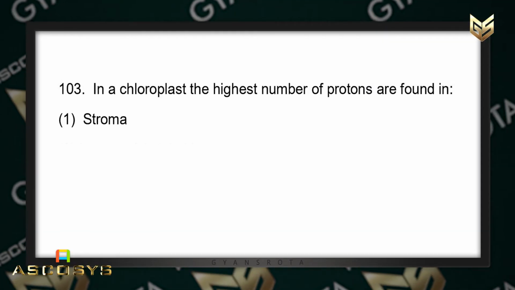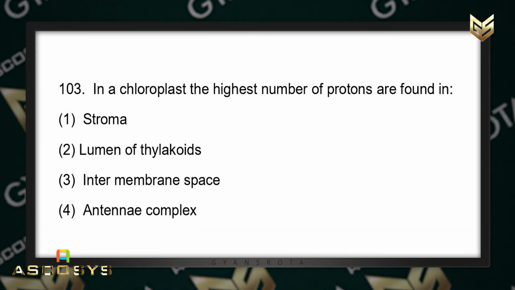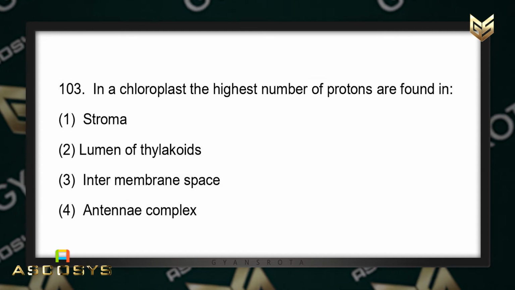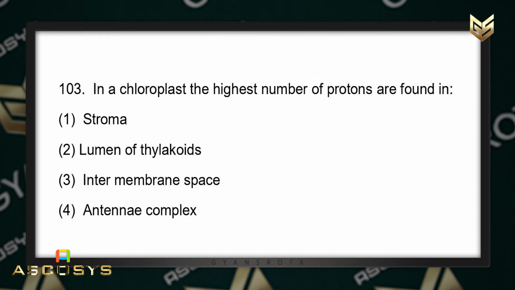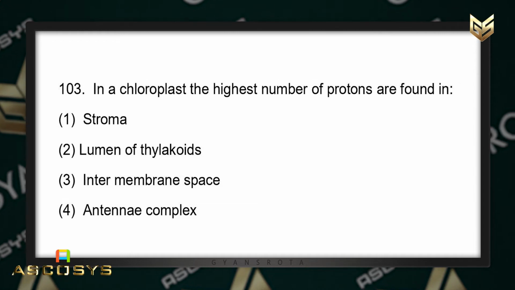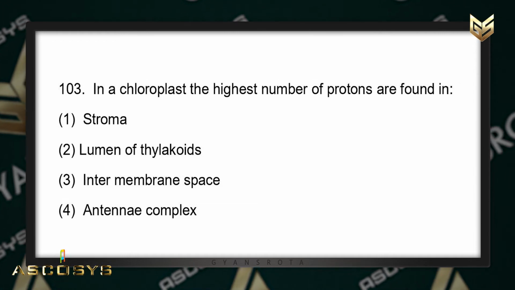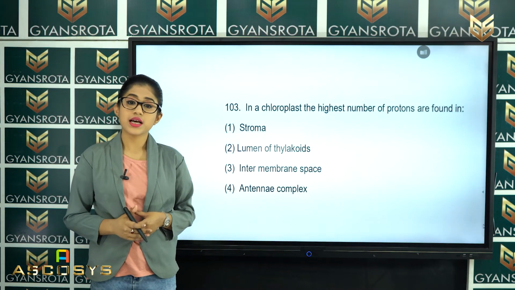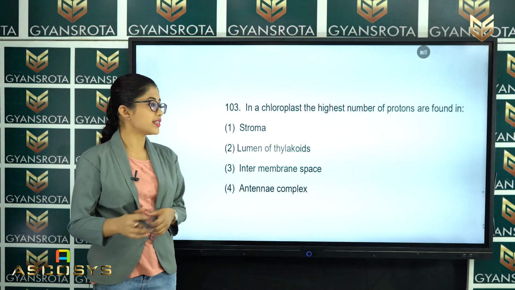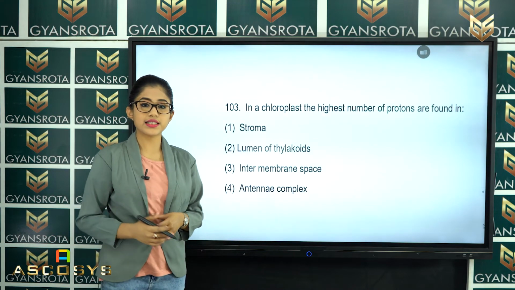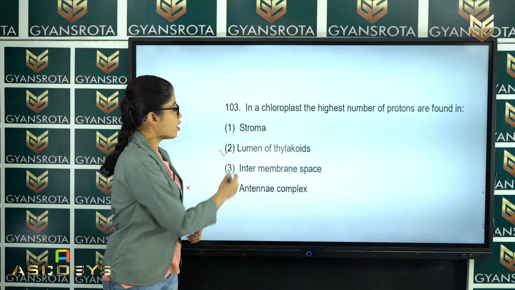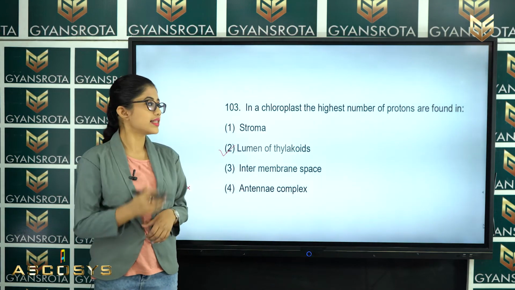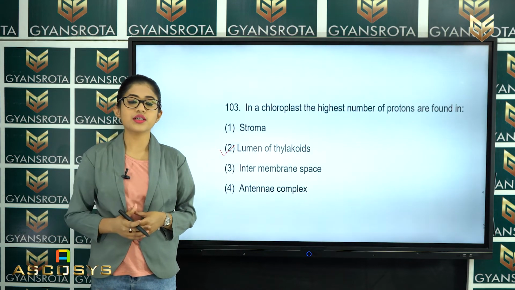In a chloroplast, the highest number of protons are found in stroma, lumen of thylakoids, inner or intermembrane space, or antenna complex. Well, this is from the chapter photosynthesis in higher plants. There we have discussed about this. So what is the correct answer among this? That is the option number 2, lumen of thylakoids. So to understand this concept, you can refer to the chapter.